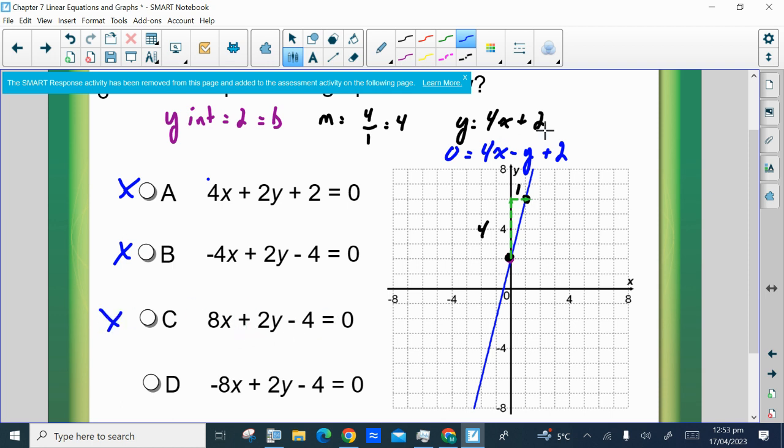But if you multiply this by negative 2, you'll get a negative 8x, which is right. You'll get a positive 2y, which is right. And you'll get a negative 4, which is right. So that's why D is the correct answer.